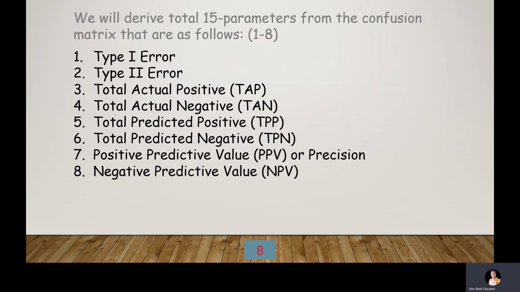Now we will explore the following parameters for the assumed problem of video category classification. Here, type 1 and type 2 errors are the parameters that are represented by a single type of elements of the confusion matrix. Further, total actual positive TAP, total actual negative TAN, total predicted positive TPP, total predicted negative TPN, positive predictive value PPV, also known as precision, and negative predictive value NPV are the parameters that are derived using two types of the corresponding elements of the confusion matrix.